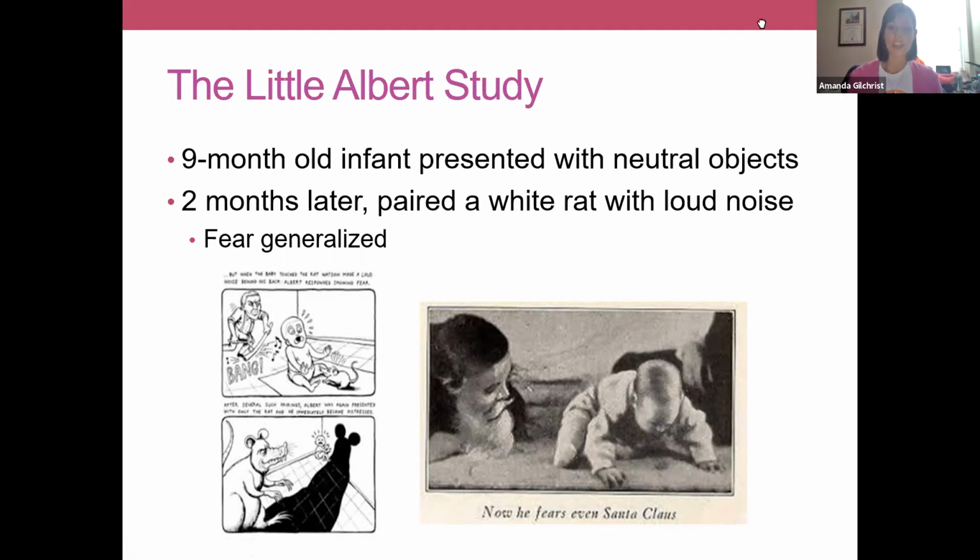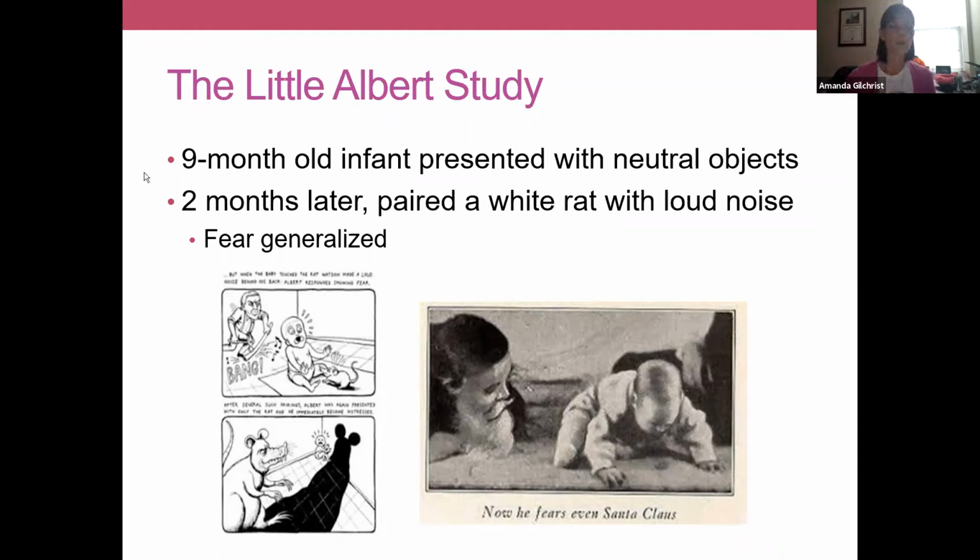What you're looking at here is a very well-known study from the early 20th century, where John Watson and his graduate student, Rosalie Rayner, tried to use the principles of classical conditioning to create a fear of a white rat in a 9-month-old infant. At the time, we didn't know much about the infant. We later found out that he was the son of a wet nurse at a hospital, but he was kept anonymous and identified through the name Little Albert.